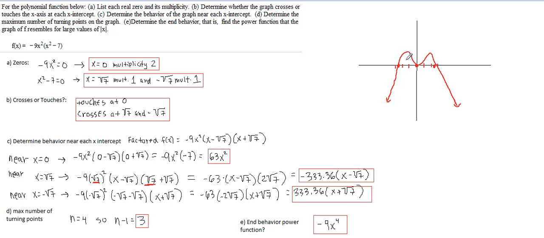Again, if we wanted to know exactly what's happening inside here and here, we could pick more values for x to plug into the function to find our y values, because it could go further up or further down, but this is just a rough sketch of our polynomial.